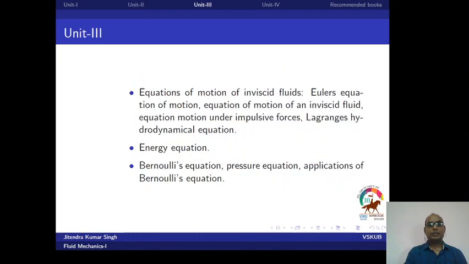In Unit 3, we shall discuss the equations of motion in Eulerian as well as Lagrangian forms. It's also called the momentum equation. We shall derive the equation of motion for an inviscid fluid, equation of motion under impulsive forces, and we shall also discuss the energy equation, and we shall derive the energy equation. We shall derive Bernoulli's equation, the pressure equation, and we shall discuss a few applications of Bernoulli's equation.